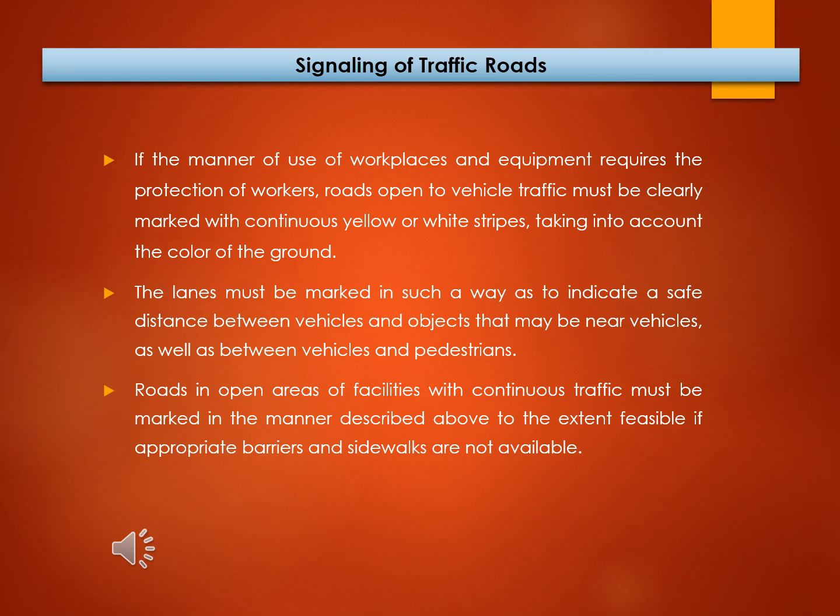Signaling of traffic roads. If the manner of use of workplaces and equipment requires the protection of workers, roads open to vehicle traffic must be clearly marked with continuous yellow or white stripes, taking into account the color of the ground. The lanes must be marked in such a way as to indicate a safe distance between vehicles and objects that may be near vehicles, as well as between vehicles and pedestrians. Roads and open areas of facilities with continuous traffic must be marked in the manner described above to the extent feasible if appropriate barriers and sidewalks are not available.